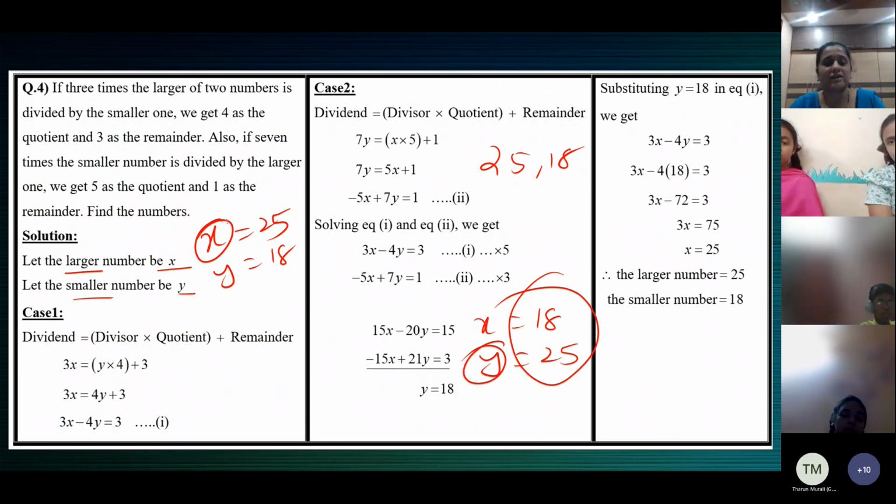So if you say X is the greater number, you will get X as 25 and Y as 18. If you say Y is the greater number, you'll get Y as 25 and X as 18. But in any case, you'll get only these two answers, 25 and 18. You will not get two different answers.